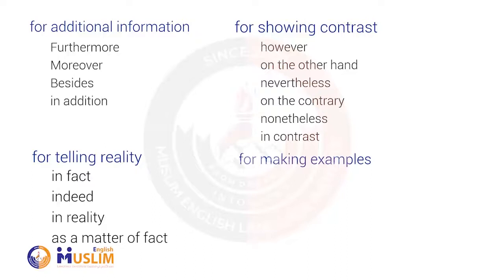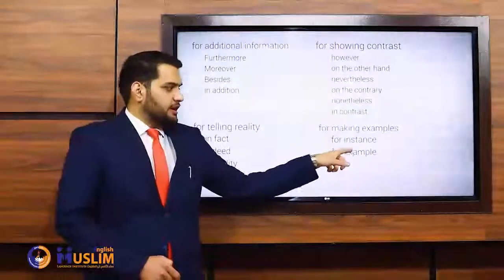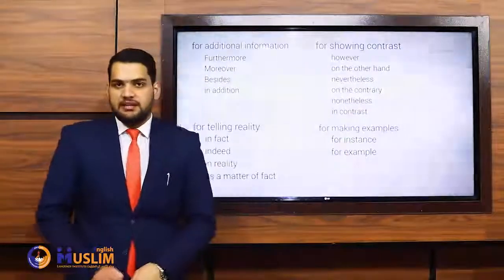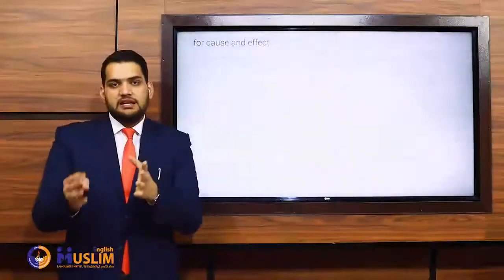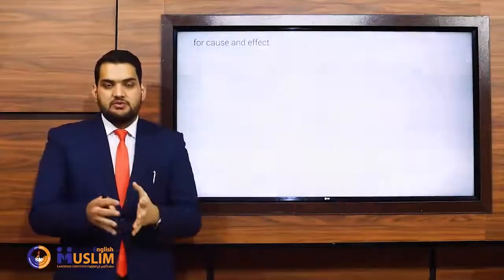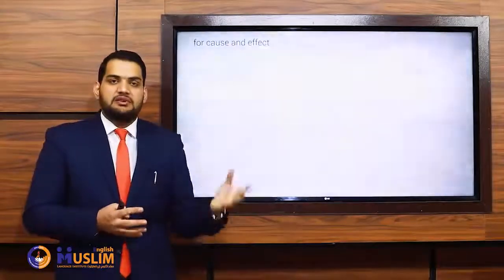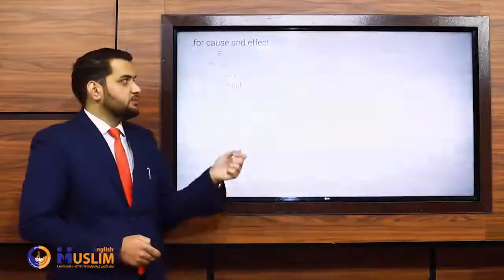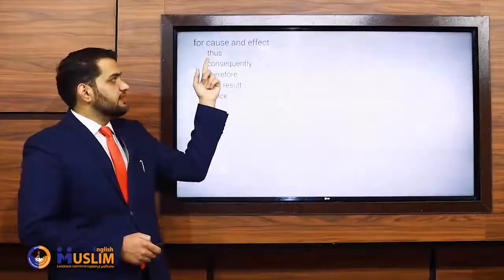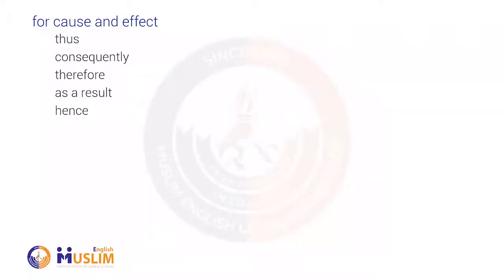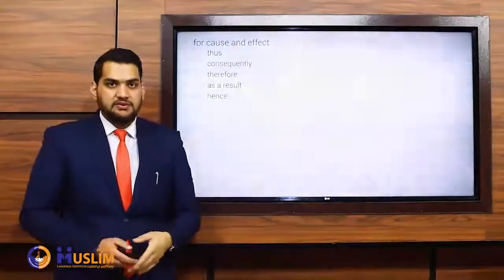For making examples, we can use for instance or for example. So example and instance have the same meaning. For cause and effect, so there is a relationship between cause and effect. Cause means the reason for doing something, and effect means its result. So what are the transitional words or phrases? The first one is thus, consequently, therefore, as a result, and hence. And they have similar meanings.